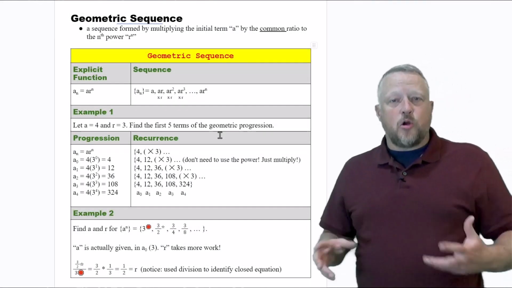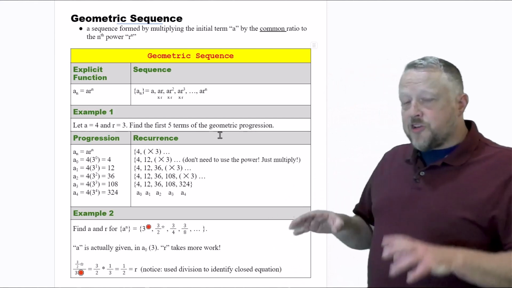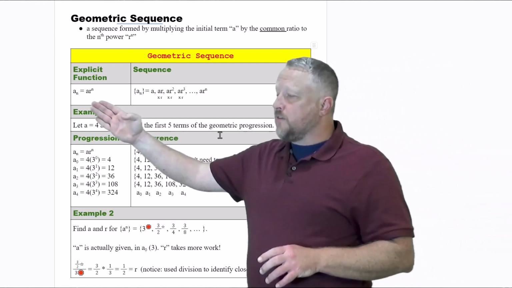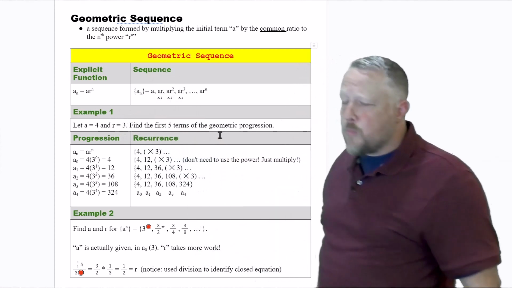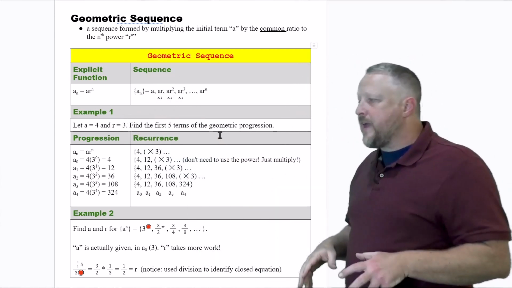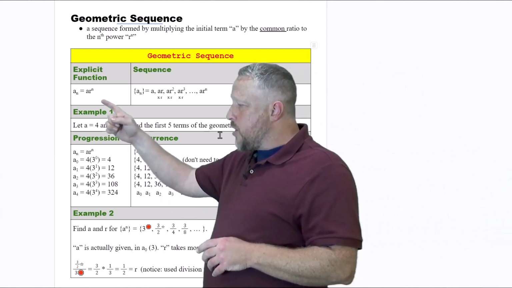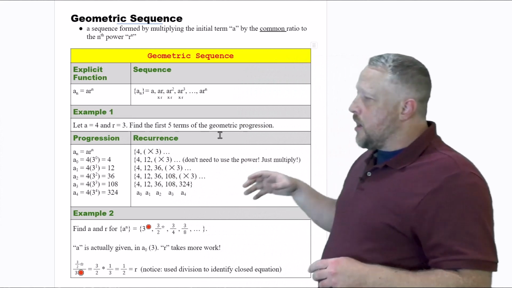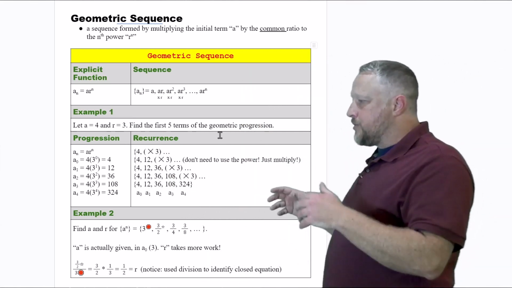The next known sequence is our geometric sequence. In this, the equation is definitely different, so we are going to have some multiplication in this. It's a sequence formed by multiplying the initial term a by a common ratio, which is going to be r, that's why it's called a ratio, to the nth power, r to the n.